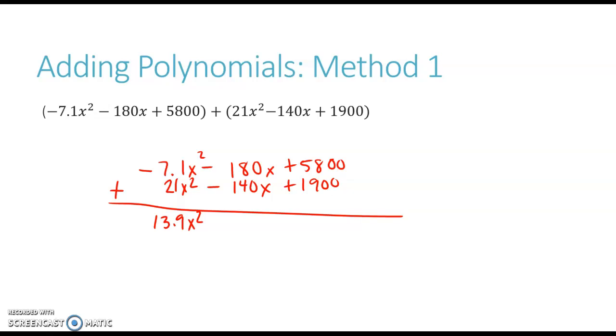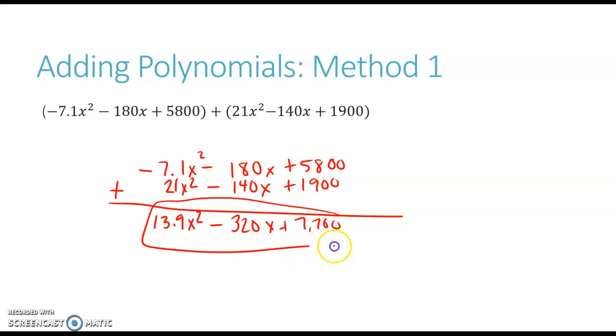All right, and then these two are both negative, so I'm just going to add 180 plus 140. So we get 320, and we get a negative, because they're both negative. You gotta keep track of these signs. So negative 320x. And then we add, they're both positive, so we're going to add these, 5,800 and 1,900, and we get 7,700. And then that's my answer.